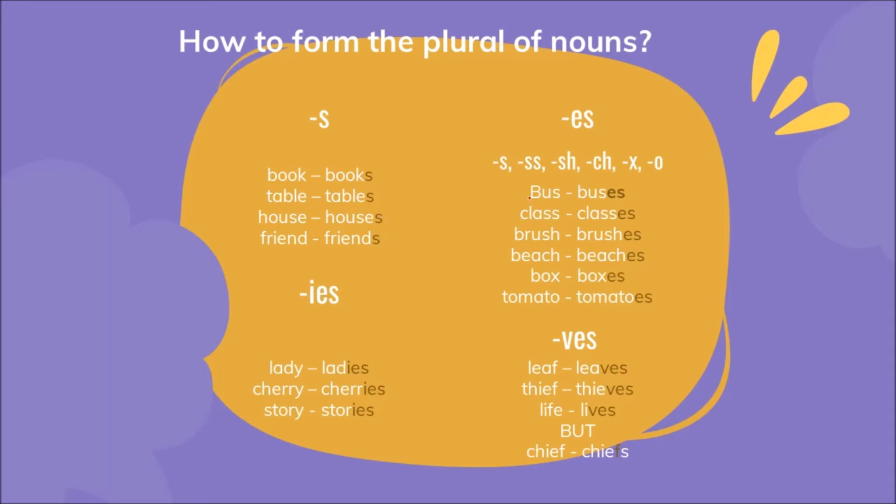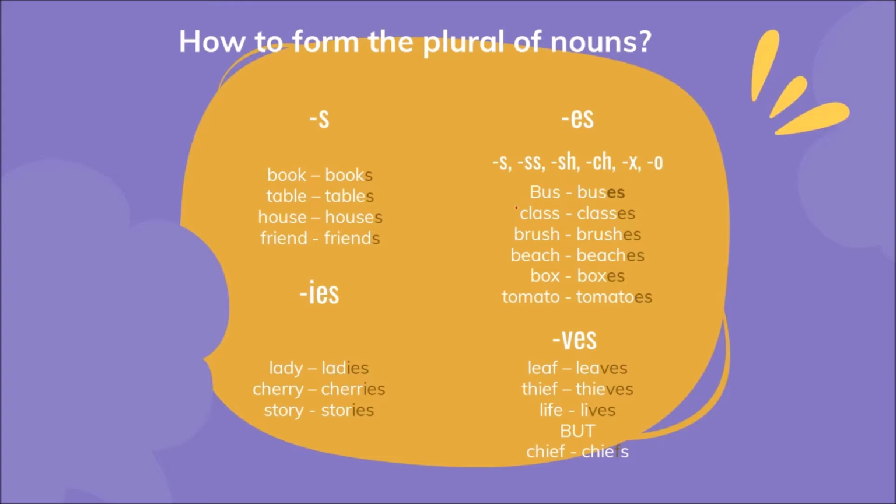But in some cases, some nouns need to take the inflection ES for the sake of the pronunciation. Such nouns are nouns that end with the letter S, double S, SH, CH, nouns that end with X and O, like bus, buses, class, classes, box, boxes.